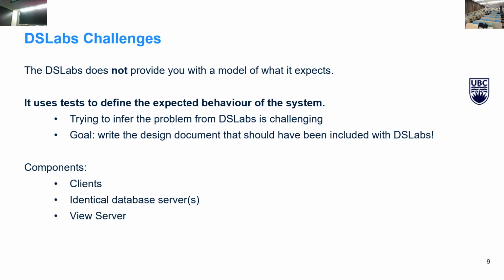What were the components? We had clients, we had identical database servers. That is not necessarily that the database contents were the same, but the actual servers, the code, were the same. So the point is that when we started out with a pool of servers and we picked one to be a primary and one to be a backup, they have the same code on them. That code has to be able to work when the primary gets kicked out and the backup becomes a primary.